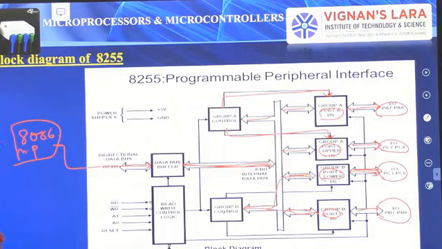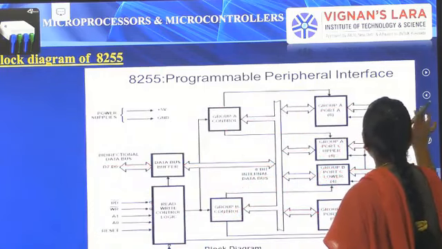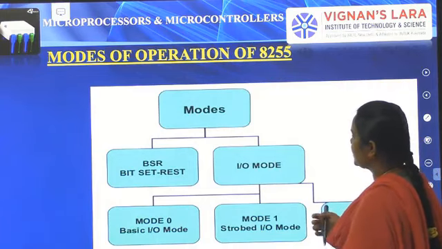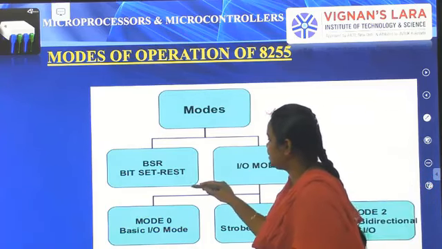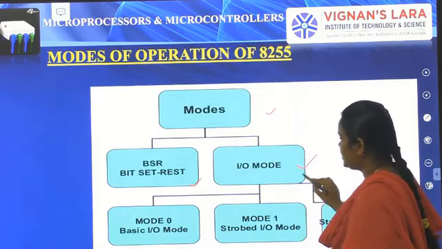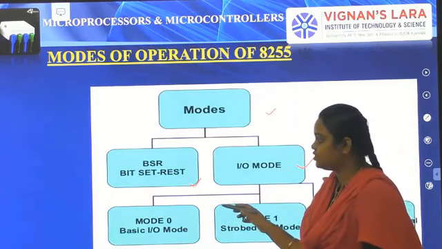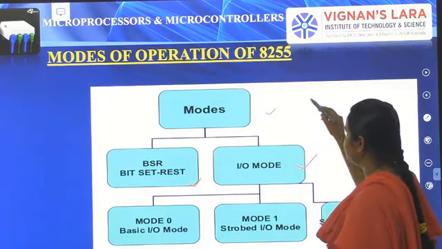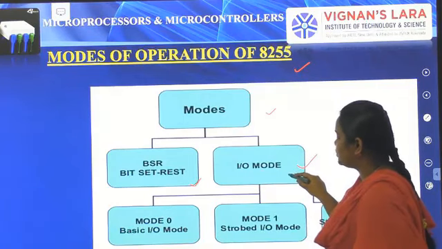This is the block diagram of the 8255 programmable peripheral interface. These are the modes of operation of the 8255. In these modes, we have two operations: bit set reset mode and input output mode. Bit set reset mode means we are resetting the bit by using some operations, and the input output modes of operation mean operations which are performed by the 8255 with input and output devices.